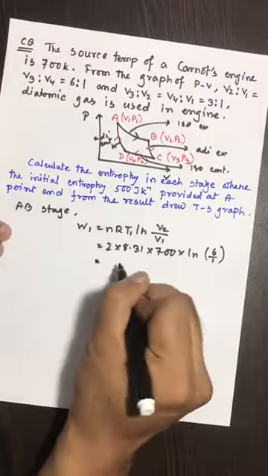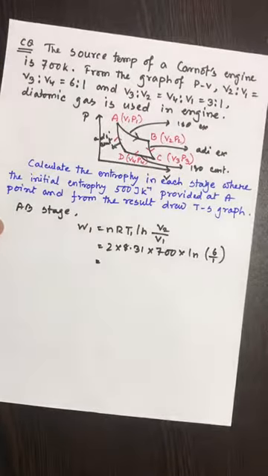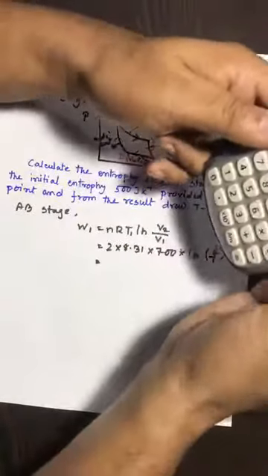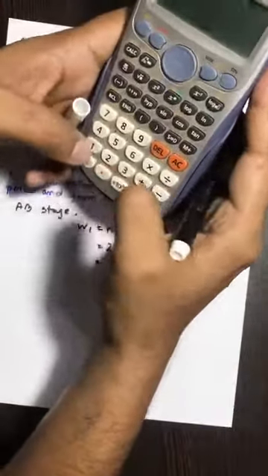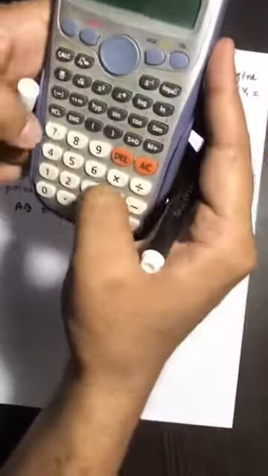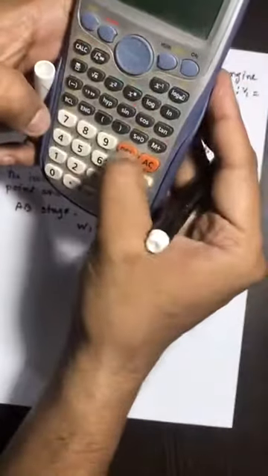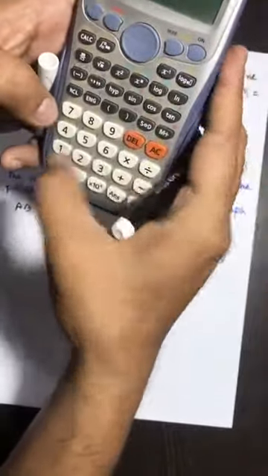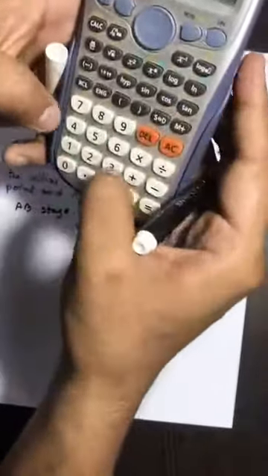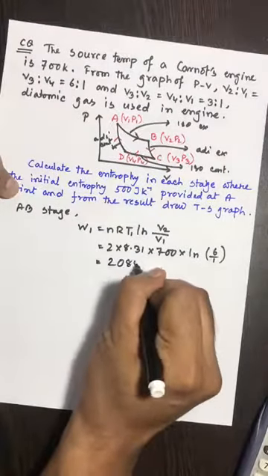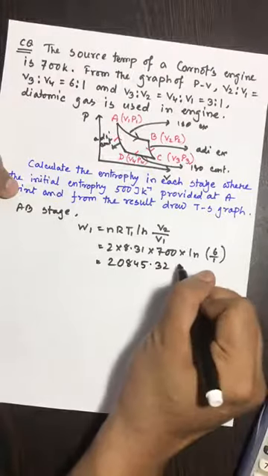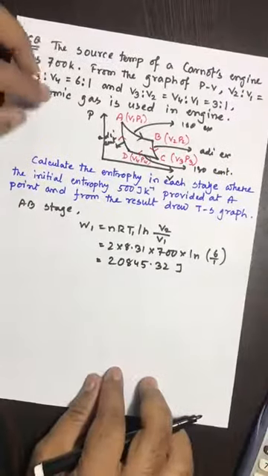So W1, let's go through the calculator: 2 into 8.31 into 700 into ln 6. It comes to 20845.32. Yes, 20845.32.